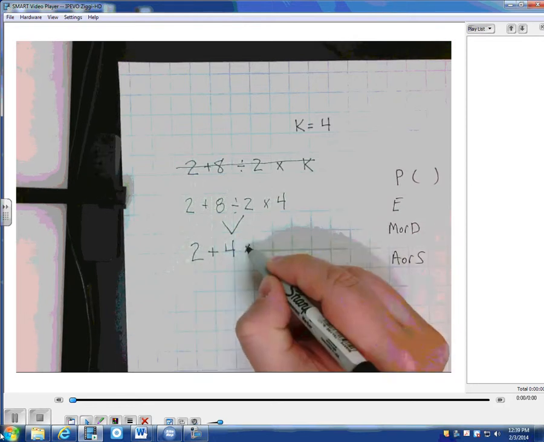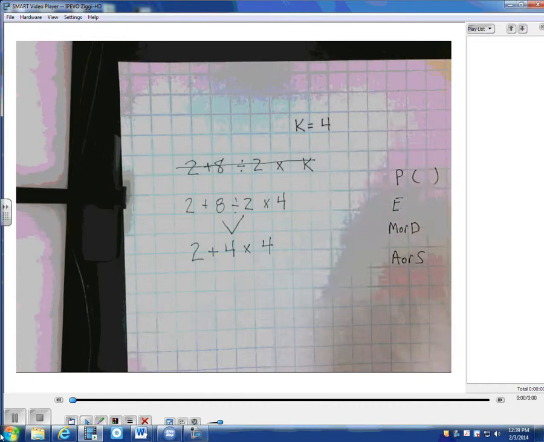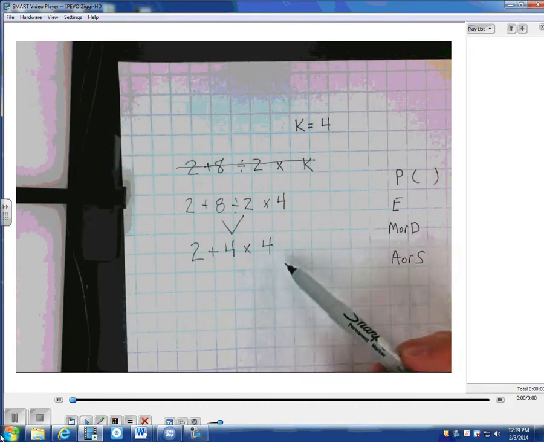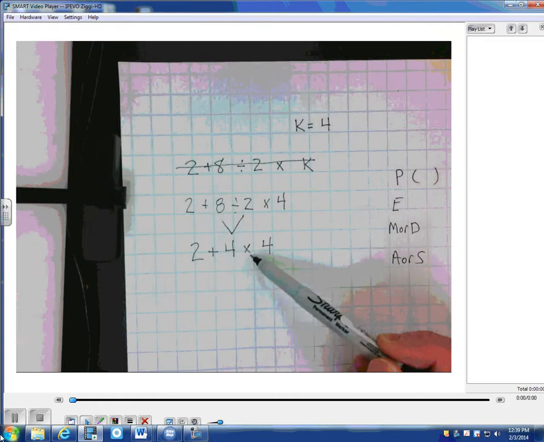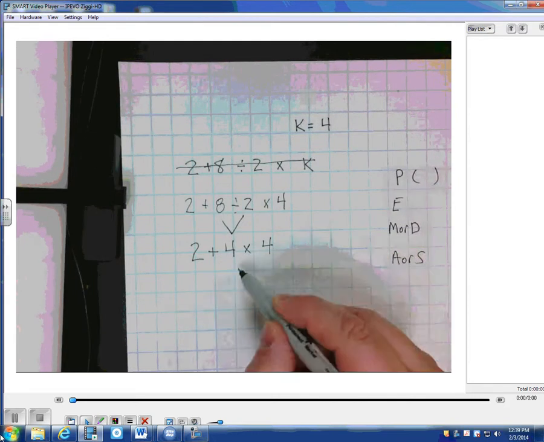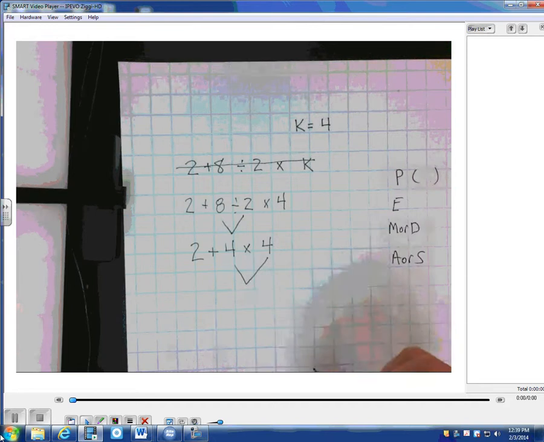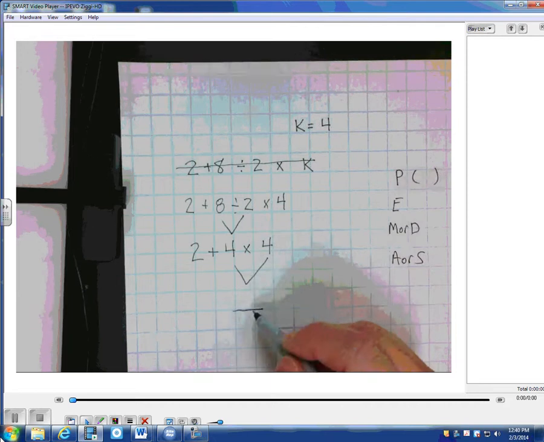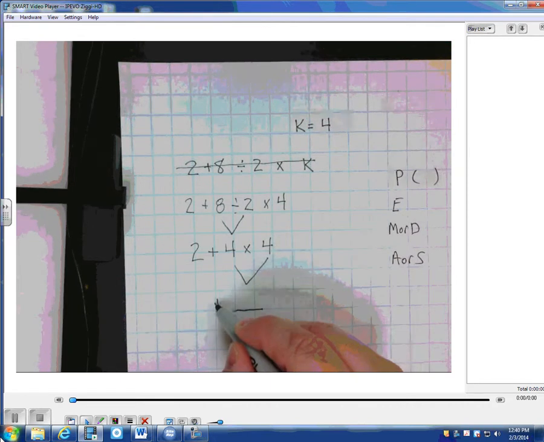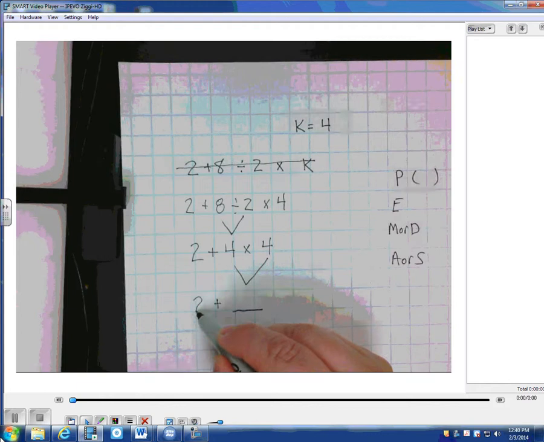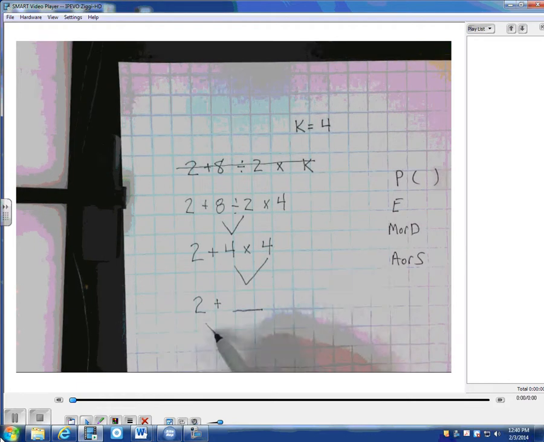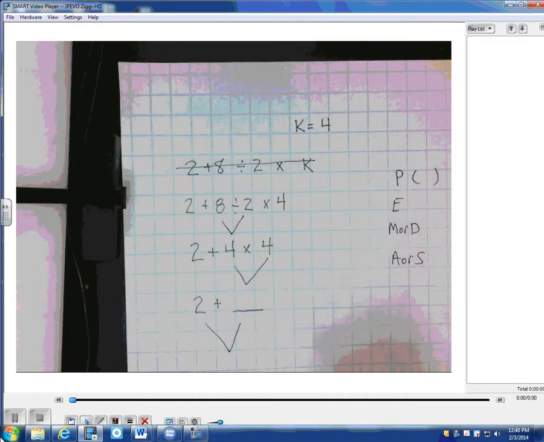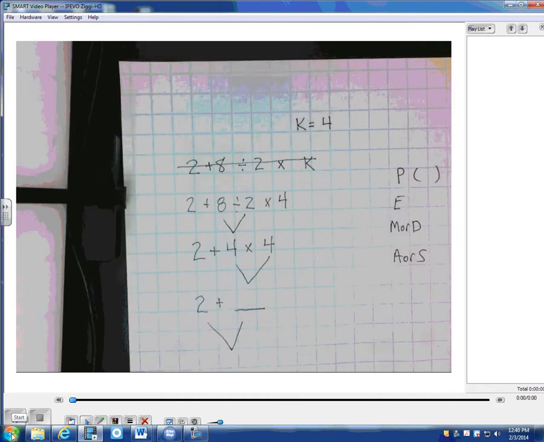Very important to rewrite the problem. So now I have 2 plus 4 times 4. Based on my order of operations, I know I do my multiplication first. So I will multiply 4 times 4. I am not going to do that part for you. But once you get that answer, you'll put it there, and then you will rewrite the problem. And then your last step would be to add the final two numbers together. And that will give you your answer for number 1. Okay? Number 1.